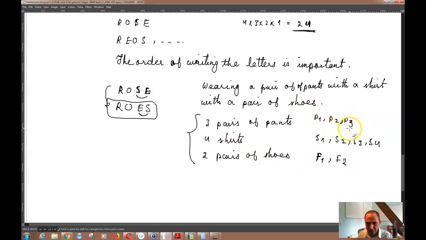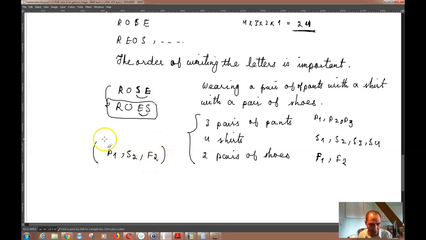Now, suppose that when I'm mixing and matching these things, on a particular day I want to wear this pair of pants P1 with this shirt S2 and with this pair of shoes F2, right? So what that means is that now you're pairing this pair of pants with this shirt and these shoes, right?